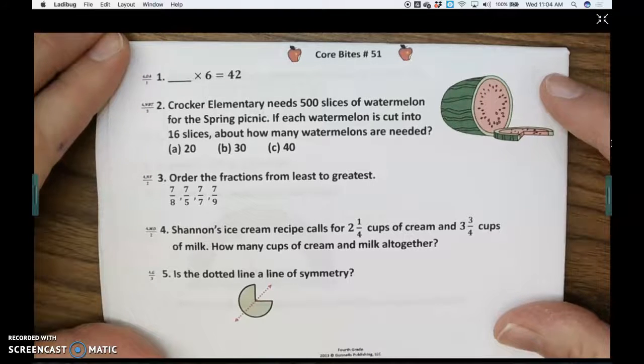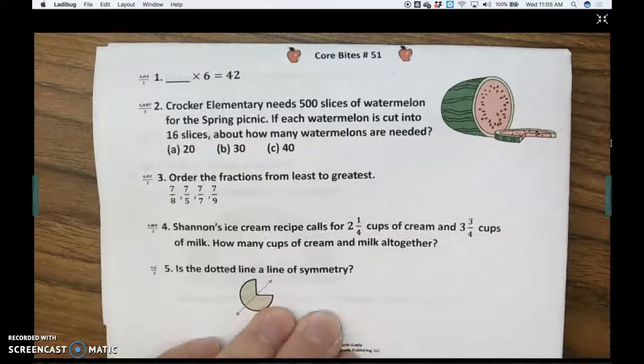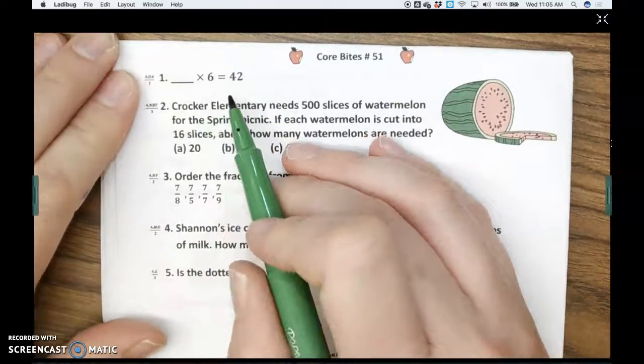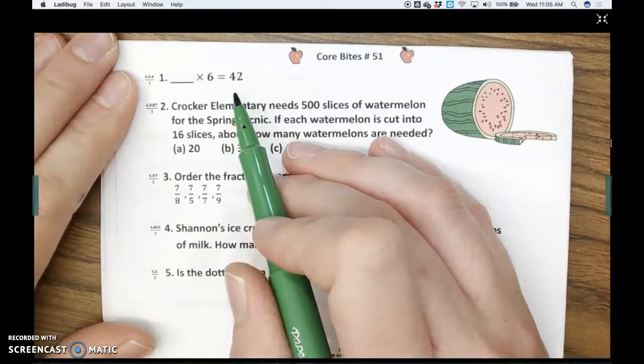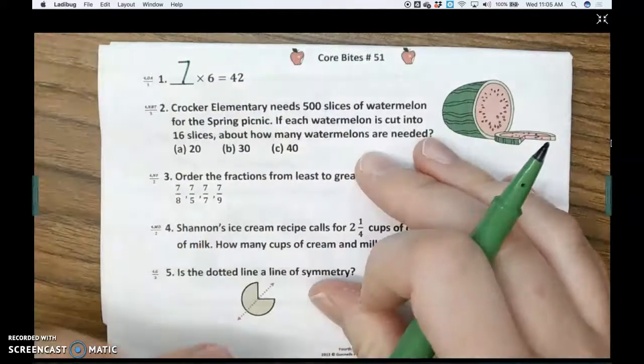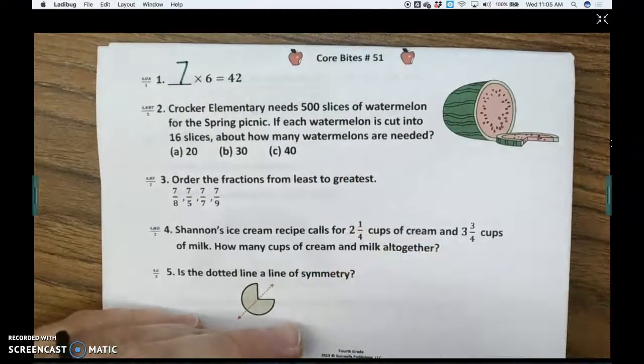Alright everybody, so here's your Core Bites number 51. And the first question is a great review of our multiplication. So it's asking what times 6 gives you 42? Well, if you've been studying your flashcards, you would know that 7 times 6 is 42. Or you could say 6 times 7 is 42 because they are commutative. So you could flip those, right?